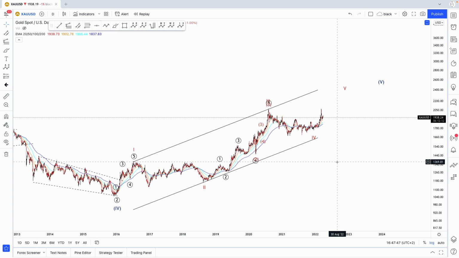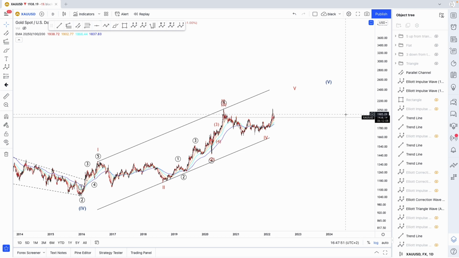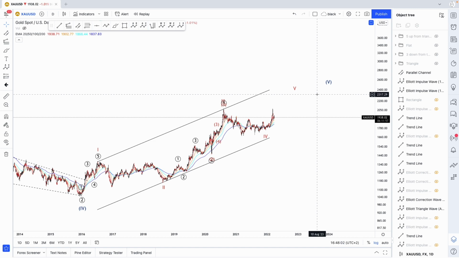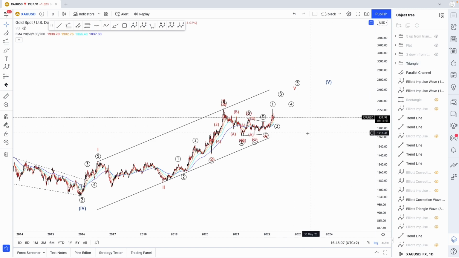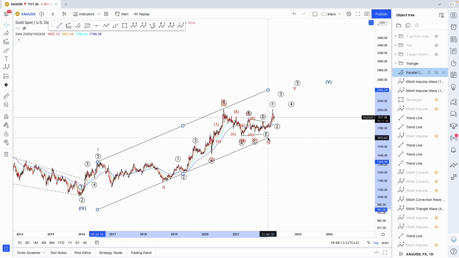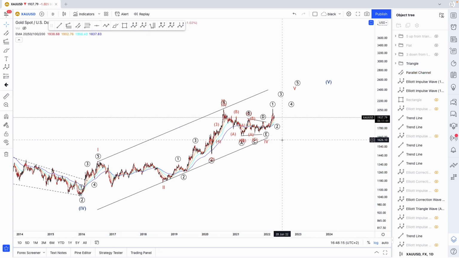So you know that I'm looking, and let's bring some interesting counts to your attention. I'm looking at the possibility of either this wave 4 of cycle degree being completed or further downside before that happens. Now, this count, which the one you're looking at right now, has a wave 4 in a triangle position.